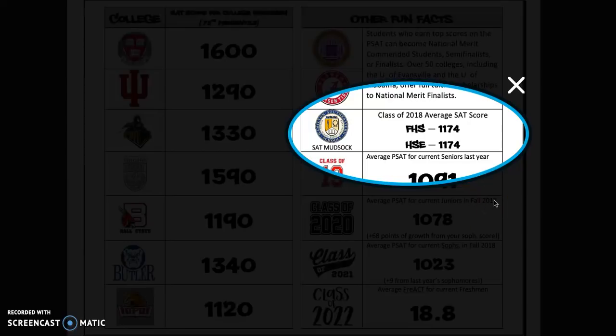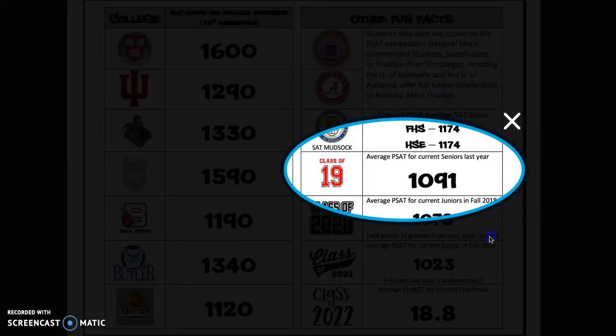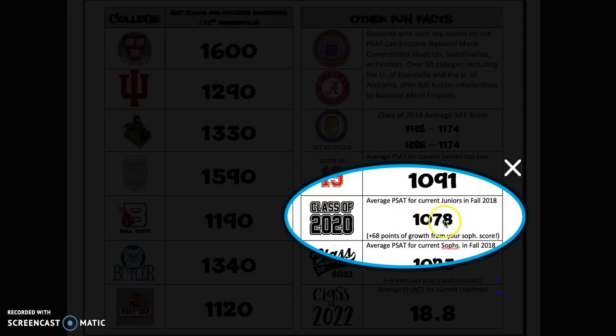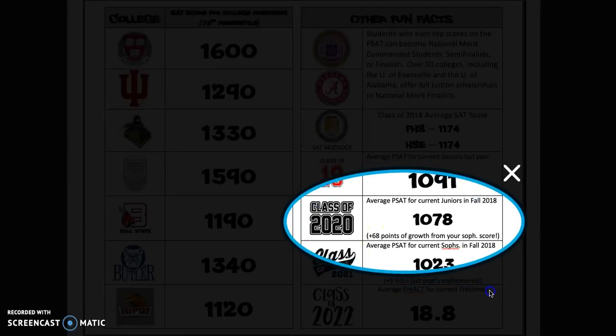If you want to take a study class, I happen to know someone who teaches one here at the school. Keep your eyes peeled for announcements about the SAT prep class. Here is the PSAT average for last year's juniors, so our current seniors. When they were juniors, they earned this score. Our current juniors earned this score, and kudos to those juniors for growing by 68 points from their sophomore year to their junior year. That's impressive.